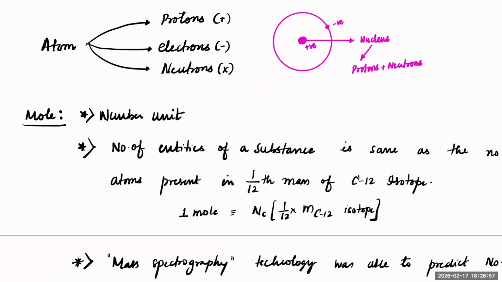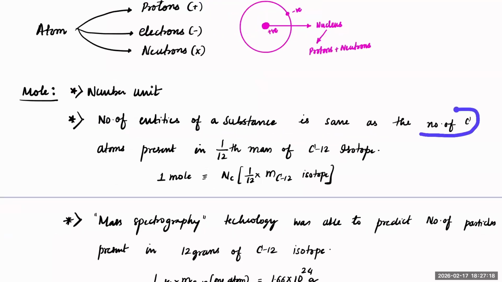Now, the term mole is basically a number unit, just like a dozen. When we use a number unit like dozen, it means 12 entities or 12 quantities. So similarly, mole is a number unit. It is the number of entities present in a substance which is the same as the number of carbon atoms present in 1/12 the mass of the carbon-12 isotope. So if I take the carbon-12 isotope and 1/12 part of its mass, the number of carbon atoms present in it is defined as 1 mole. Okay.